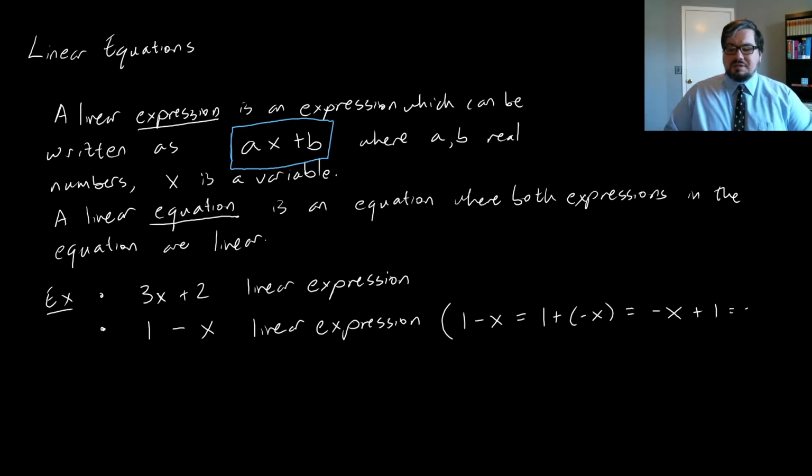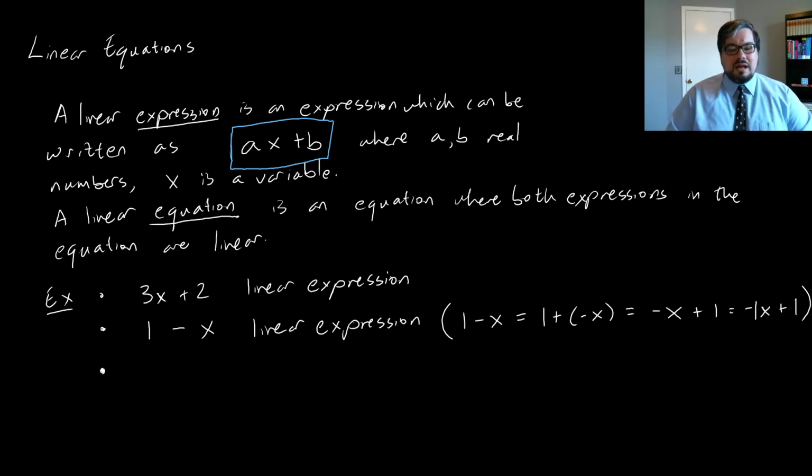And this equals negative 1 times x plus 1. Again, remember that if we've got a negative in front of something, that's the same as negative 1 times that thing. So 1 minus x is, in fact, a linear expression because it's the same thing as negative 1 times x plus 1. So here the a would be negative 1 and the b would be positive 1. So this is also a linear expression, even though we have to write it a little differently.